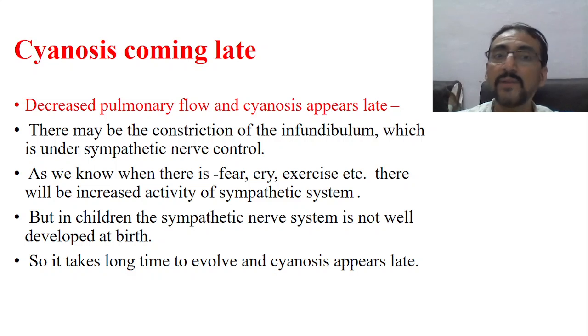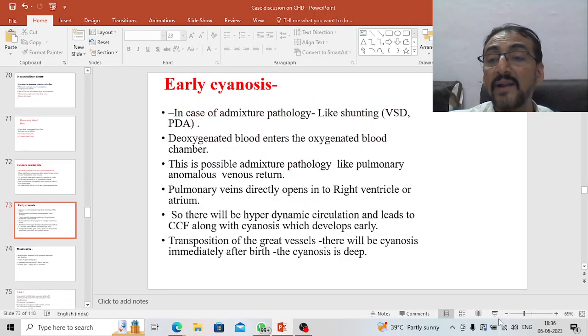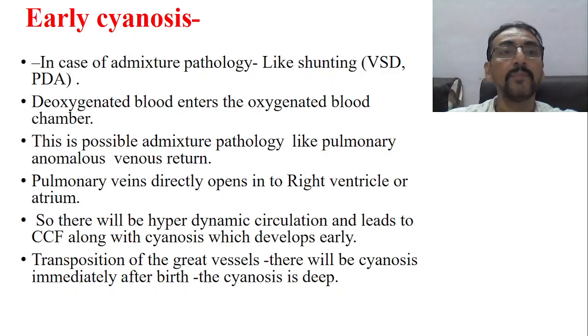So this is one of the conditions where decreased blood flow with the cyanosis, but cyanosis coming late. Now look into the other part. Decreased blood flow, cyanosis is there, and cyanosis starts early, immediately after birth, maybe. Okay, so when this occurs, cyanosis एक दो दिन के अंदर आ रहा है, एक हफ्ते के अंदर आ रहा है, when it can occur?